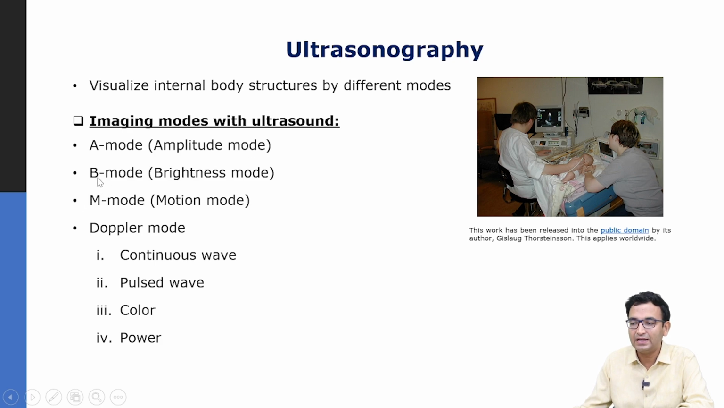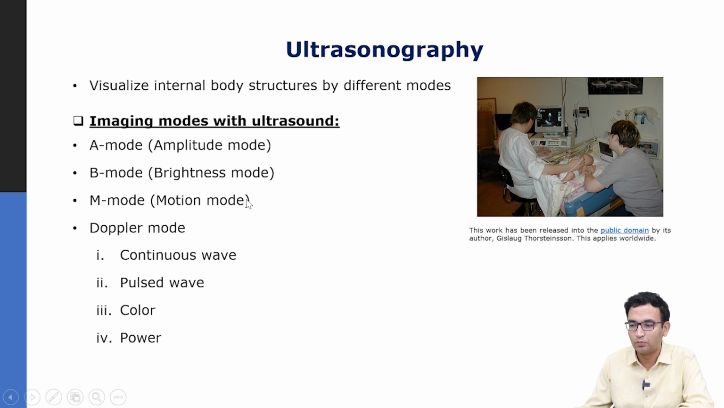Then comes the brightness mode. Typically, if you have seen any ultrasound image, you may have seen any fetal image from one of your relatives, for example, or any other abdominal images. Most likely the image you have seen is a B mode image, which is called the brightness mode image, which can be created either using mechanically scanned A mode or by using array transducers.